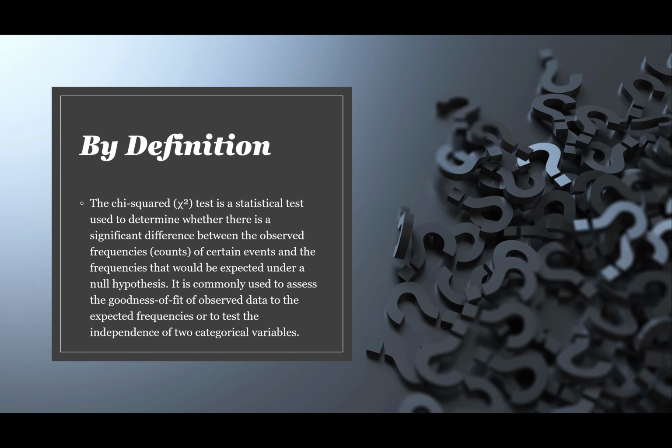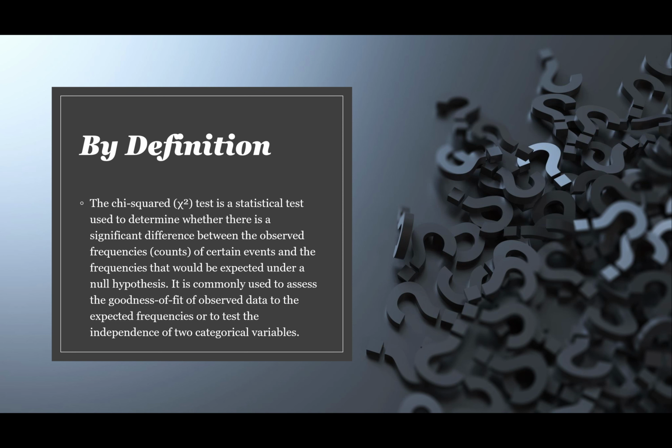By definition, chi-squared, which is literally the Greek letter chi squared, is a statistical test used to determine whether there is a significant difference between the observed frequencies of certain events and the frequencies that would be expected under a null hypothesis. It is commonly used to assess the goodness of fit of observed data to the expected frequencies, or to test the independence of two categorical variables. So we're looking at the degree of independence between two variables.